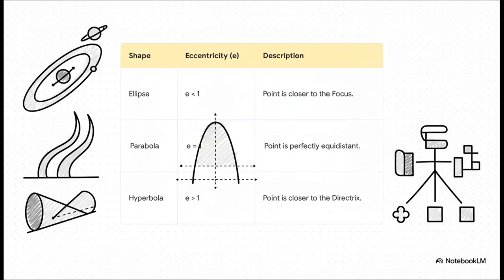So check out the whole family tree here. If the eccentricity is less than 1, meaning our point always stays a little closer to the focus, you get an ellipse, kind of like the orbit of a planet. If it's greater than 1, staying closer to the directrix, you get a hyperbola. And right there, in the perfect middle, with an eccentricity of exactly 1, you have our parabola. See? They're all related, like cousins, all born from the same basic code.